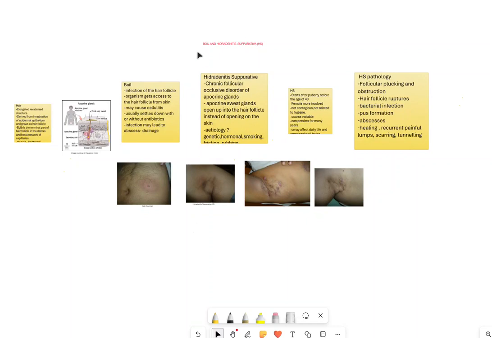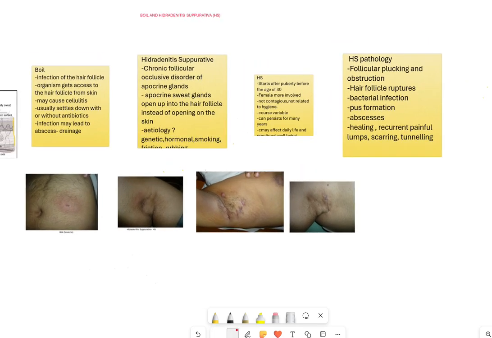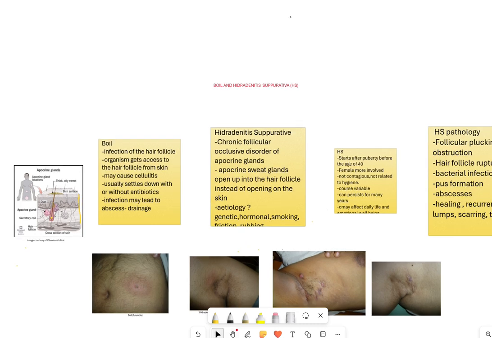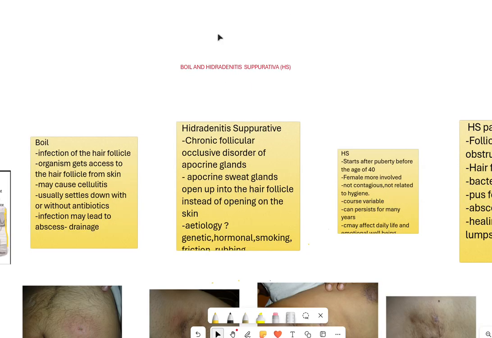Bismillahirrahmanirrahim. This presentation is related to hair follicle, and I will be discussing two conditions. One is a simple hair follicle infection, which is known as boil, and the other one is a more complicated chronic hair follicle pathological condition, which is known as Hidradenitis Suppurativa, and for the sake of convenience we will label it as HS.